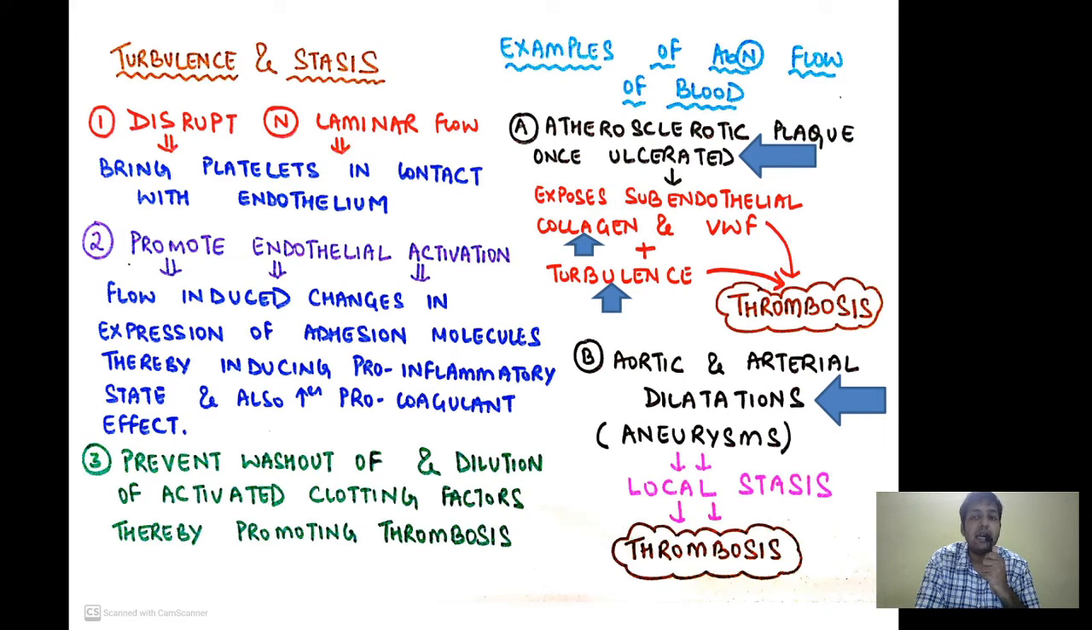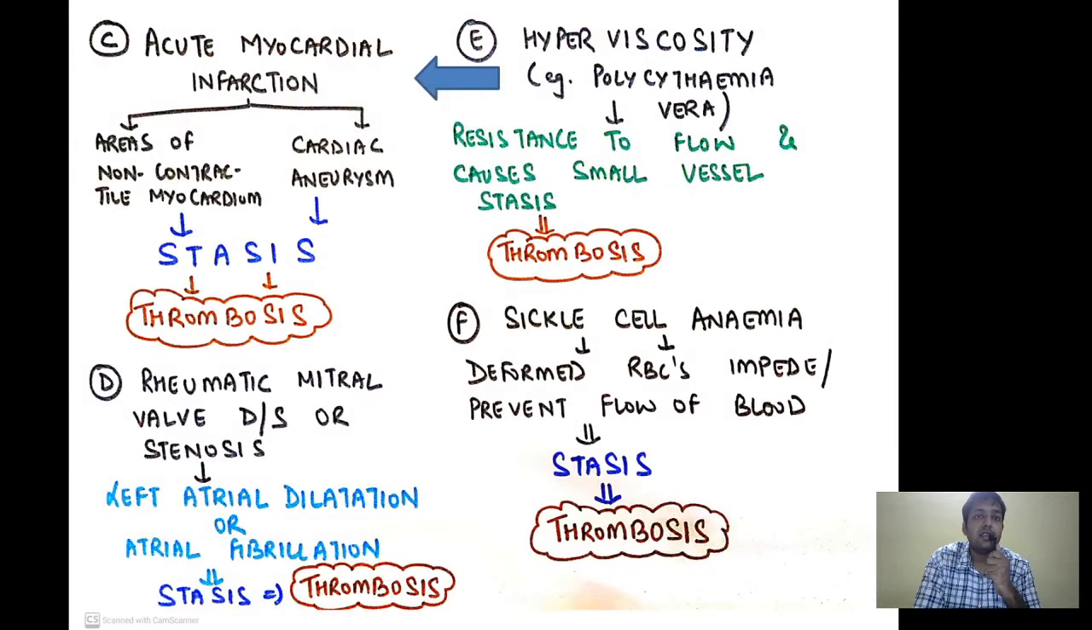So whenever there is a dilatation of the arteries or the aorta, we call it an aneurysm, and once this aneurysm is created, it will lead to local stasis, and once the local stasis is there, that will cause thrombosis. Moving ahead, the third important example is acute myocardial infarction. So whenever there is an acute myocardial infarction, there are areas of non-contractile myocardium and there is cardiac aneurysm. Both these conditions are going to produce areas of stasis, which is going to cause thrombosis.